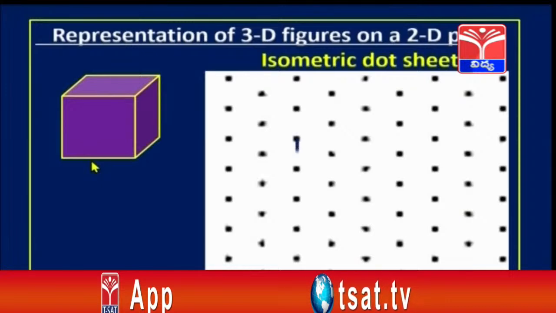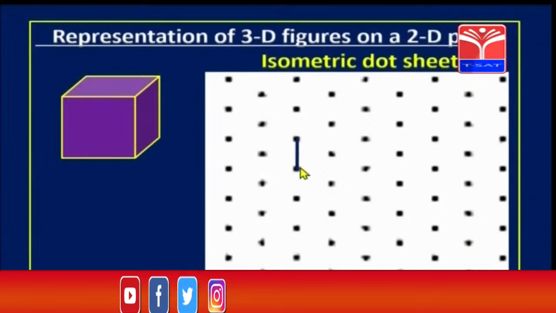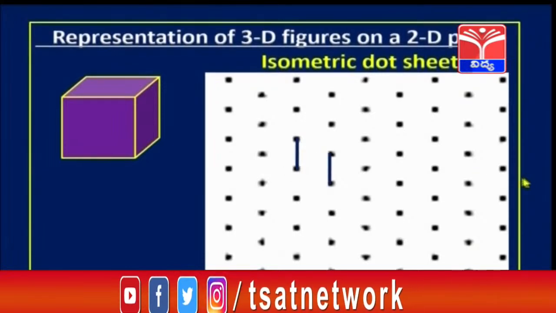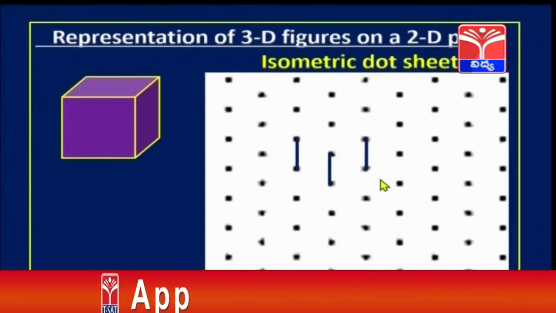Okay. Now what am I doing, children? Yes, I am drawing a vertical line. Try to observe, children, here. I am drawing a vertical line. I am drawing another vertical line. I am drawing another vertical line. In total, I have drawn 3 vertical lines, children.